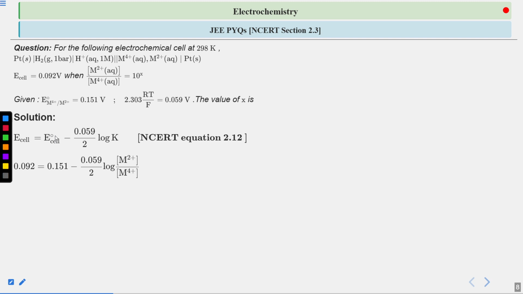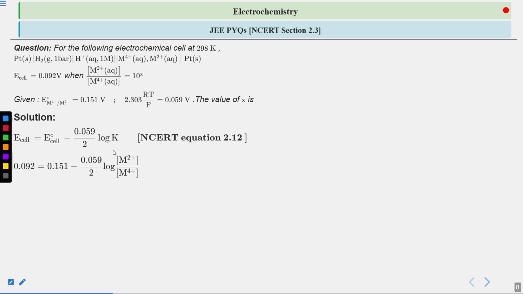You have to subtract the E naught value of the 2 electrodes, then you will get the E naught of the cell. Cathode minus anode is the equation. So cathode having E naught value 0.151, anode having 0. So this minus 0 will be this one. That's why we are writing E naught of cell is equal to 0.151 minus 0.059 by 2 log of the K value we just derived, which is M2 positive upon M4 positive concentration.